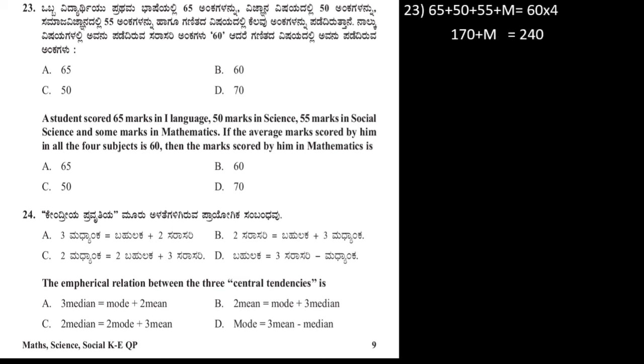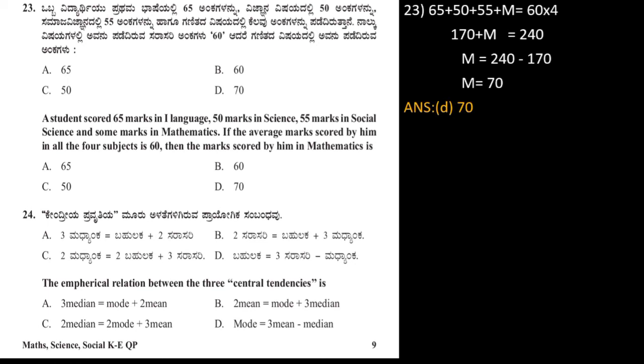So m is maths. So I'll take 170 that side, then it will become minus 170, then m is equal to 240 minus 170. By subtracting, how much we'll get? m is equal to 70. That means the maths marks is 70. Therefore, option D, 70 is the correct one.